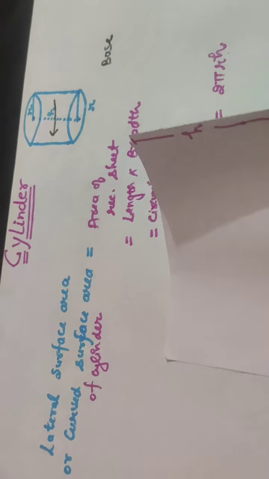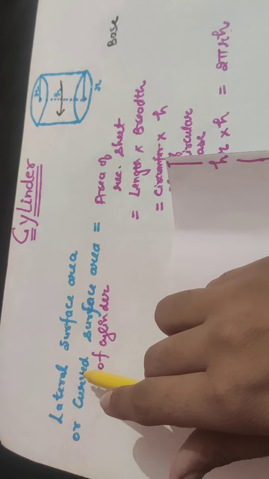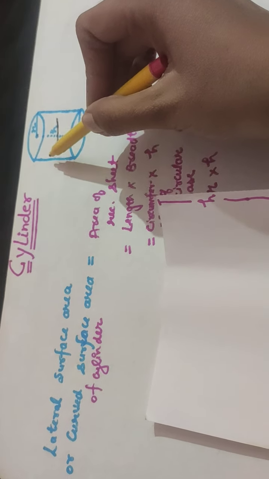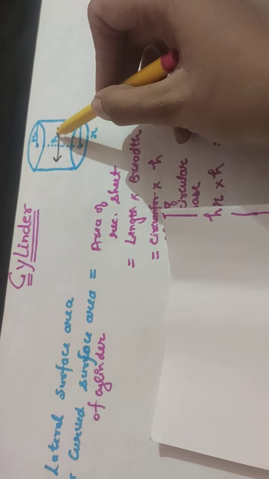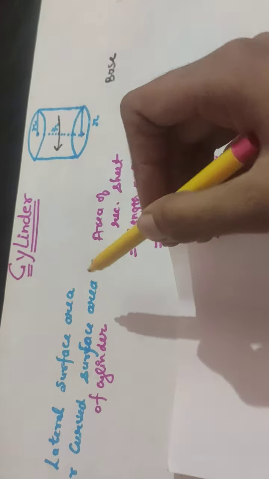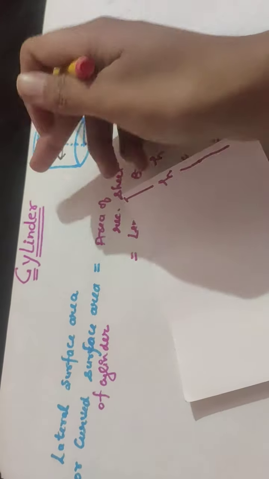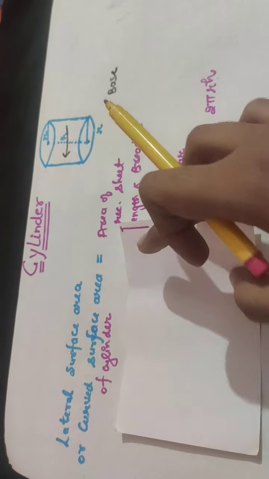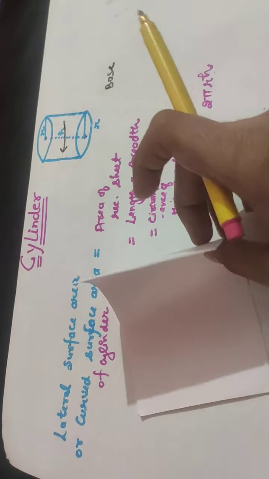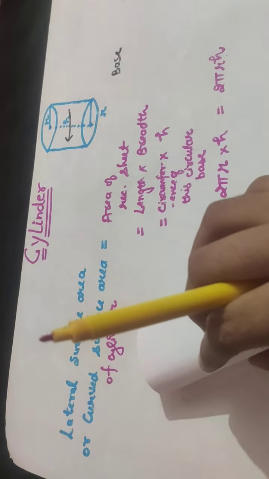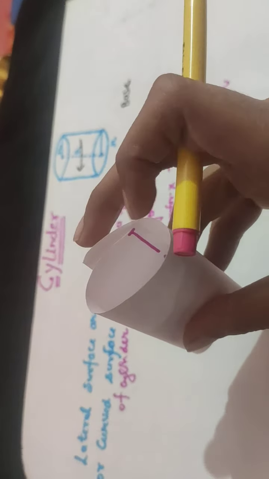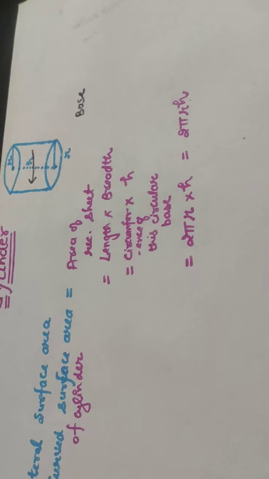Remember that whenever we have to find the lateral surface area, we have to find the area of the sides, and the side in case of a cylinder is curved. So we cut it vertically, and when you open the cylinder, you get a rectangular sheet. Breadth is the height, and the length is the circumference, because when you fold it, you can see that this length is nothing but the circumference of the circle.